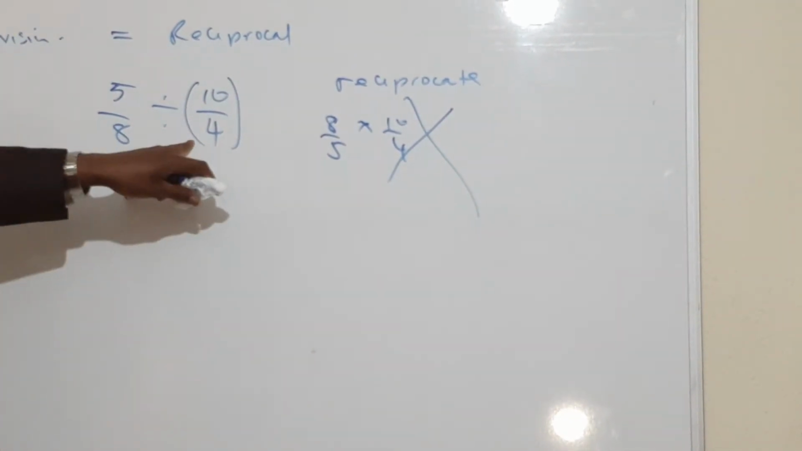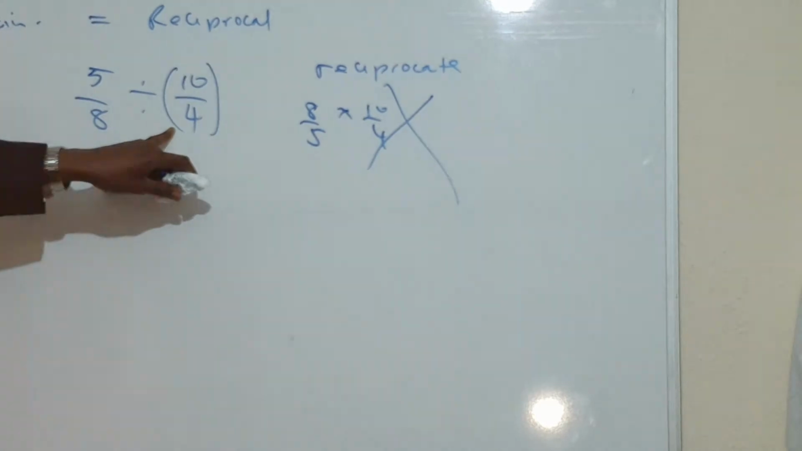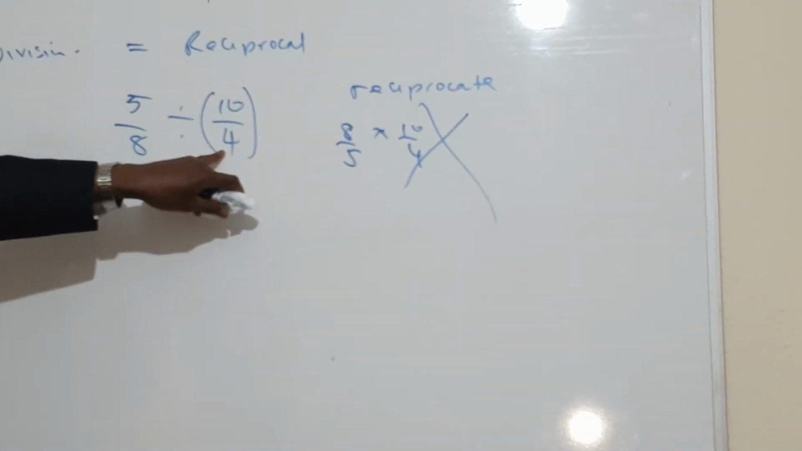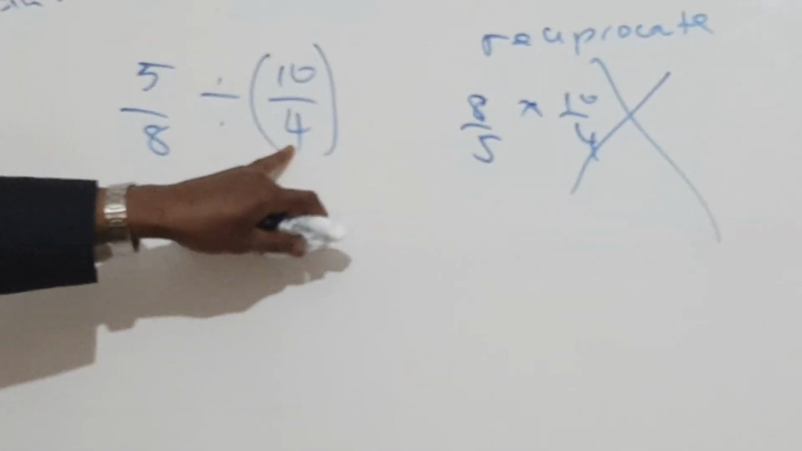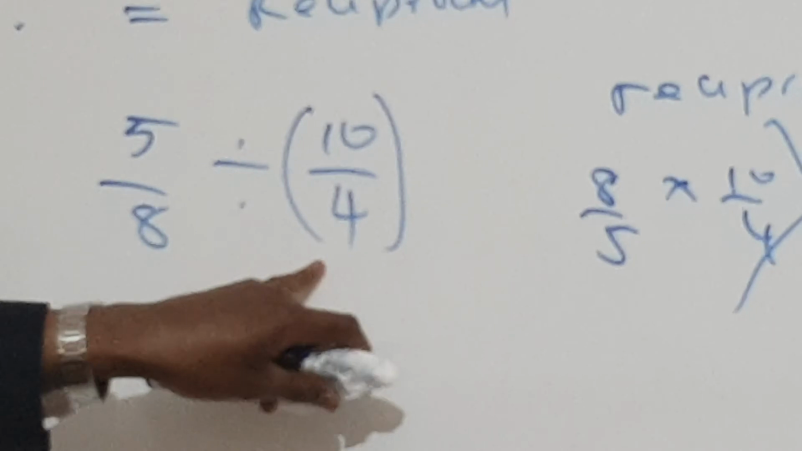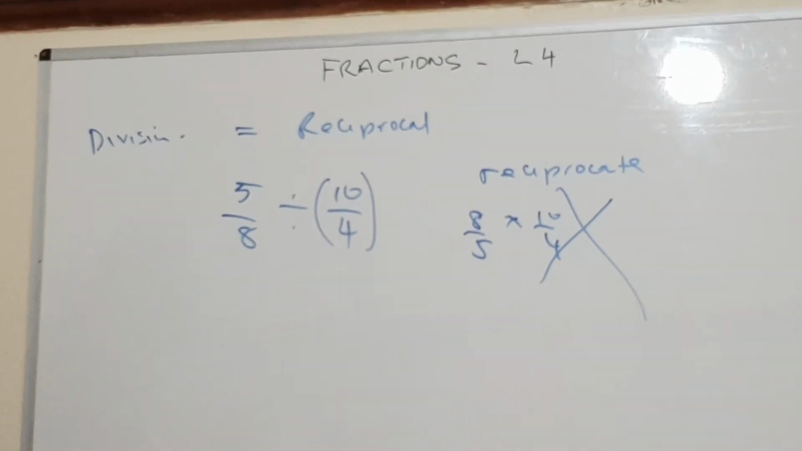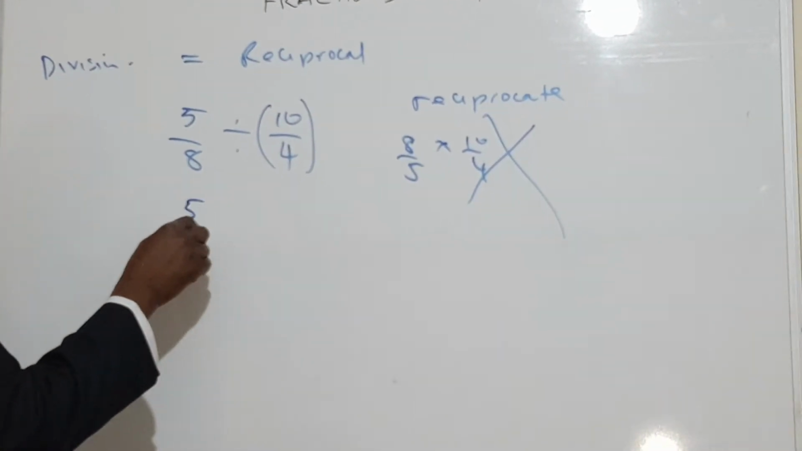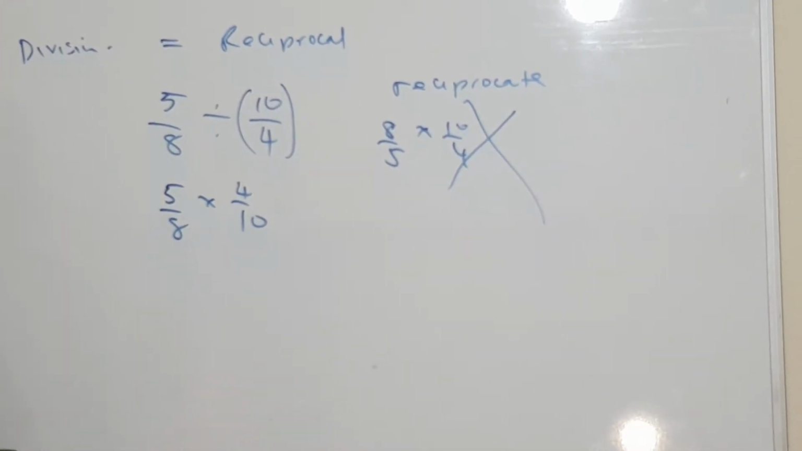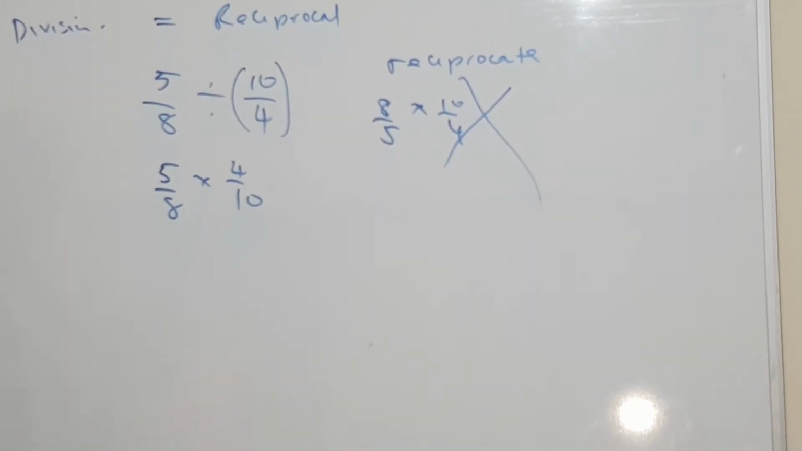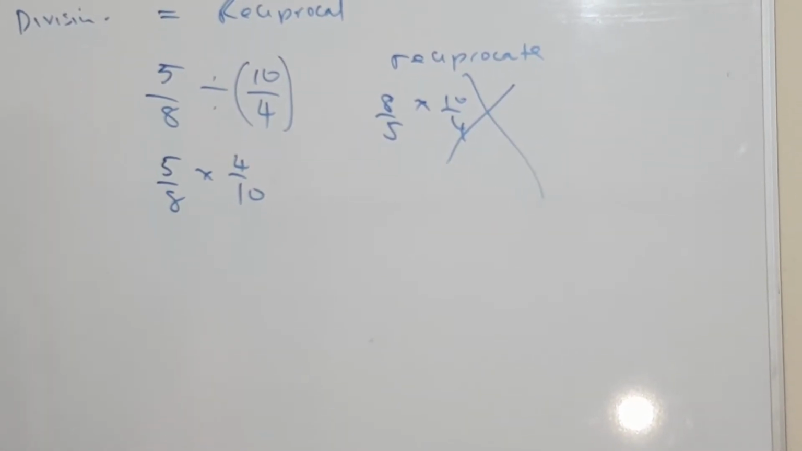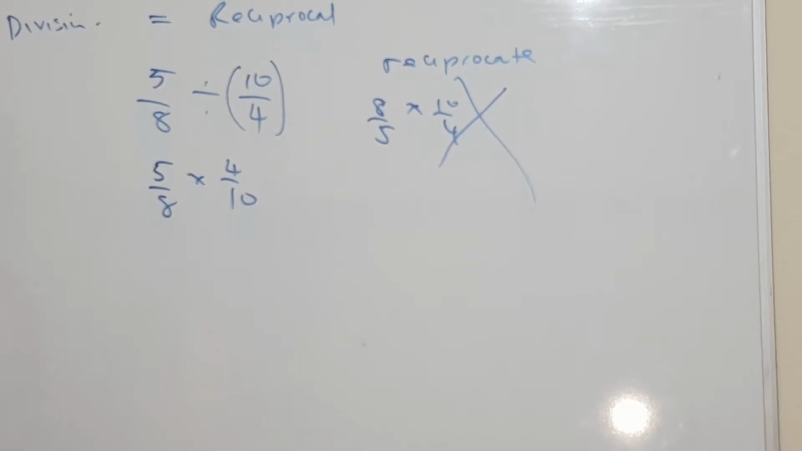The one which is dividing is 10 over 4. This is the one which is dividing it. So that's the one you should change. So this will be 5 over 8 times 4 over 10. So when you reciprocate, the sign changes every time? Exactly, times. Once you reciprocate, the sign must change to times. Thank you for remembering, I mentioned that, yes.